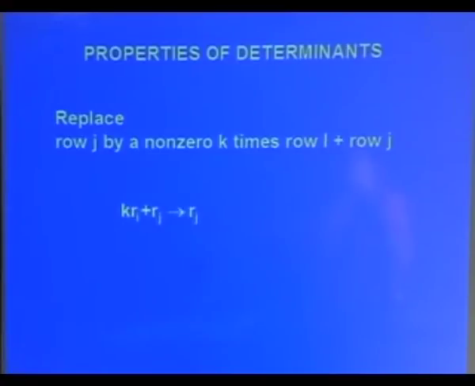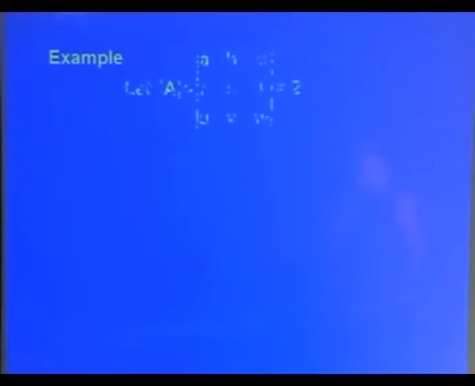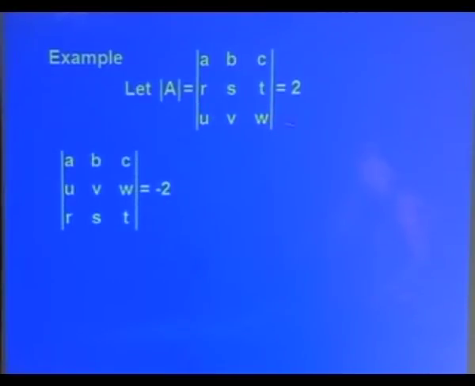The third elementary operation is when we replace row j by a non-zero K times row i plus row j. So K Ri plus Rj will be replaced by Rj. That means the determinant of A after replacing this by Rj is equal to determinant A. So, let me explain this with an example. Let us say I have a matrix A with A, B, C in the first row, R, S, T in the second row, U, V, W in the third row, and its value is 2.